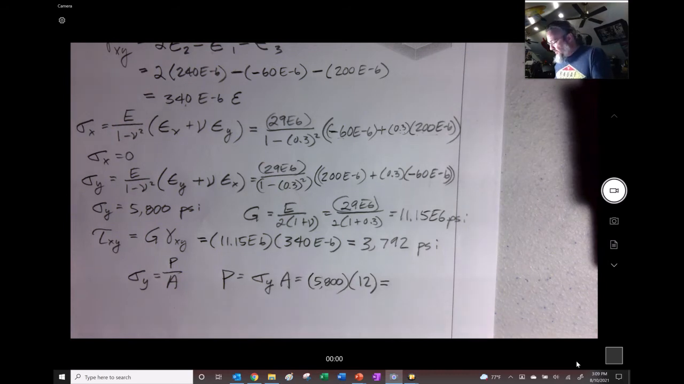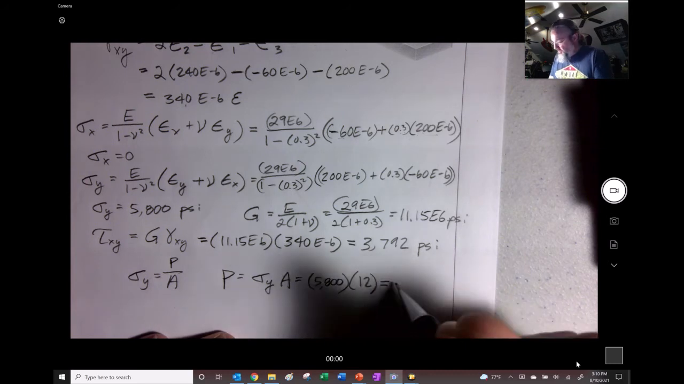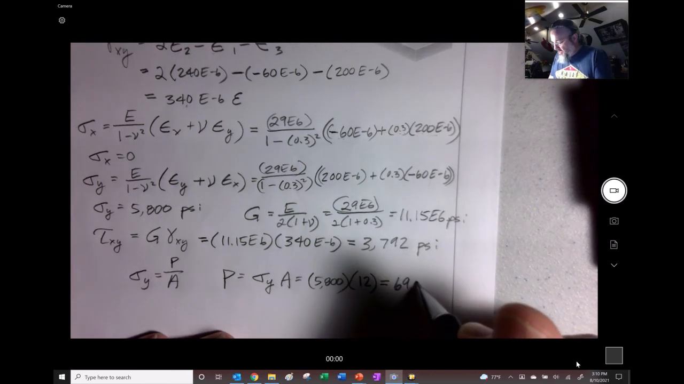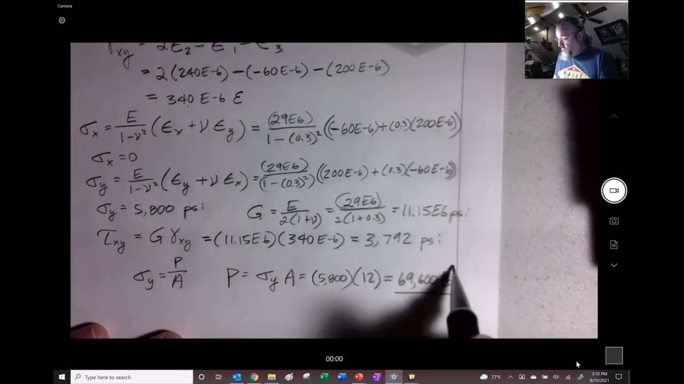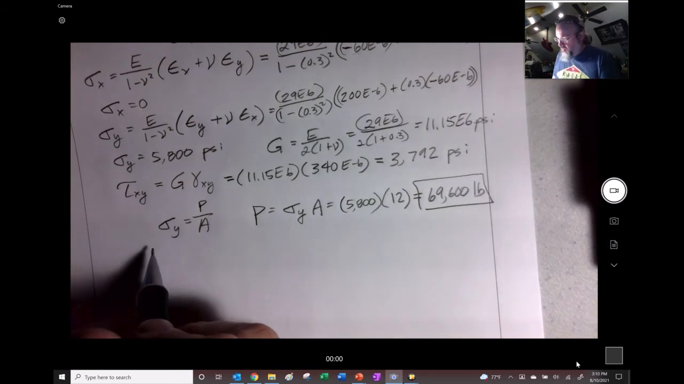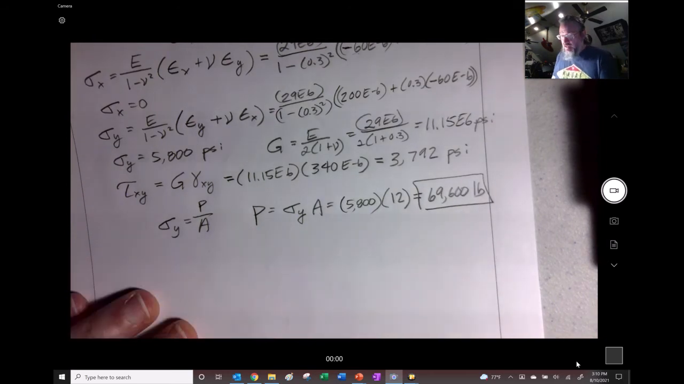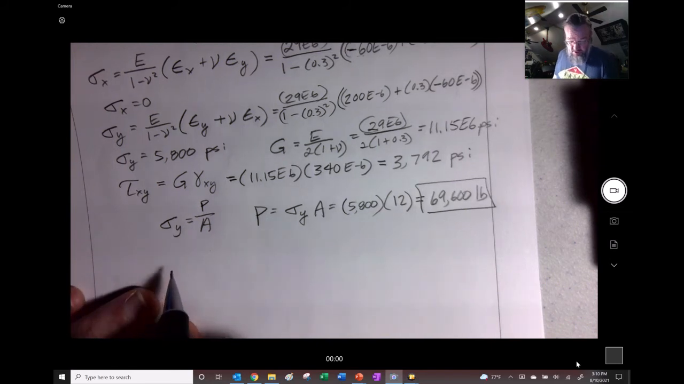So 5,800 times 12, so we get, just double checking my answer, yeah, 69,600 pounds. That's what P is equal to. And now if we want to find out the shear force, I'm going to do this in a different way than they did in the solution manual, because they used everyone's least favorite thing, shear flow.